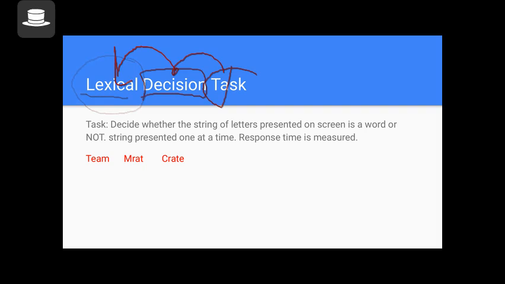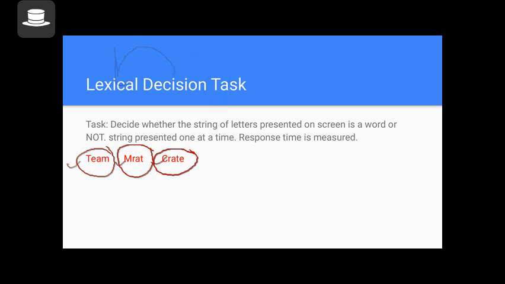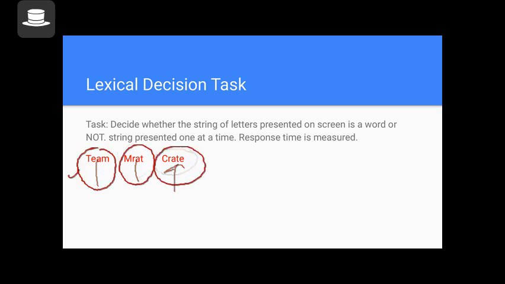So participants typically are presented with a string of letters, like TEAM, right? It's a team. MRAT, or CRAT, crate, whatever it is. Now, these are strings of letters. When these are presented to participants, participants have to decide. These are presented one at a time, one string of letters at a time. Then the participant, at each string of letters, has to decide whether it's a word or a non-word.